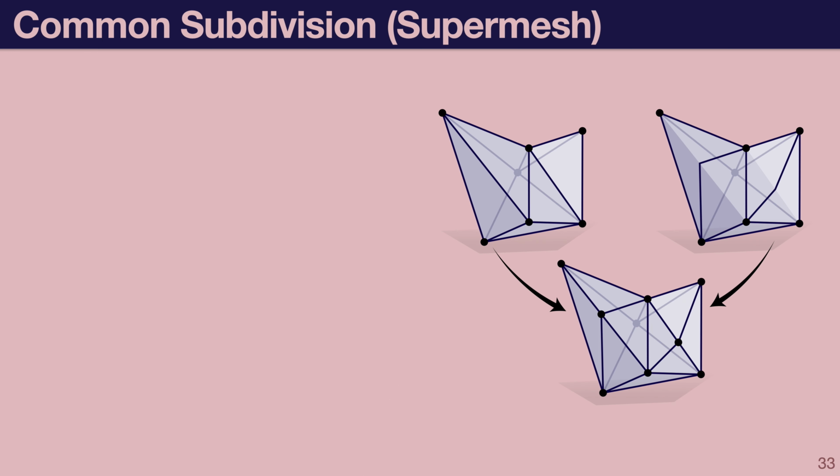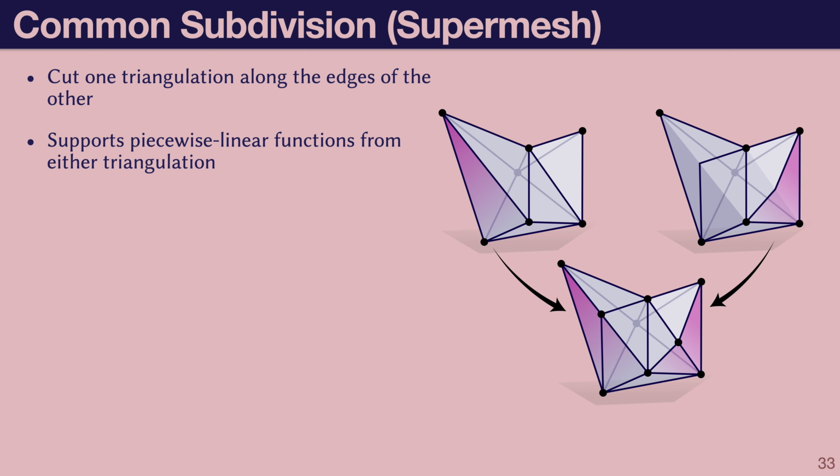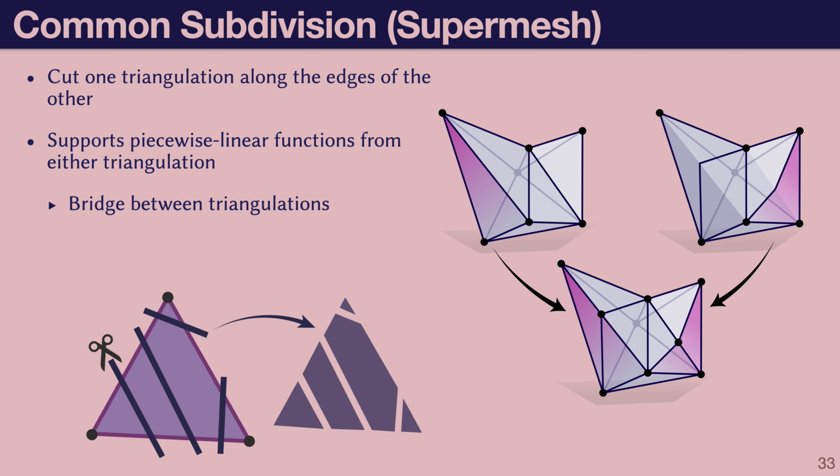The final operation that we offer is computing the common subdivision of our two triangulations. The common subdivision, also known as the supermesh, is simply the polygon mesh that you get if you cut one triangulation along the edges of the other. Notably, any piecewise linear function on either mesh is also a piecewise linear function on the common subdivision. This makes the common subdivision a sort of bridge between two triangulations, relating functions on one to functions on the other. Concretely, we compute the common subdivision by cutting each face of our underlying triangulation along any edges of the second triangulation that cross it. Importantly, the connectivity of the common subdivision depends only on our normal coordinates, and is therefore protected from floating point error.